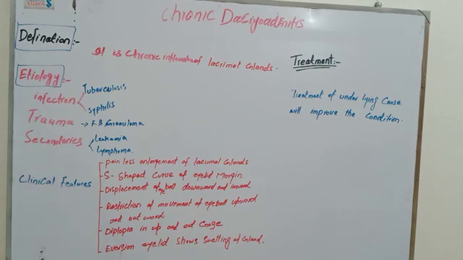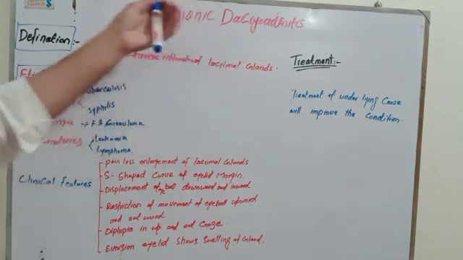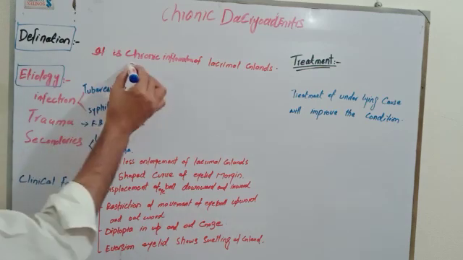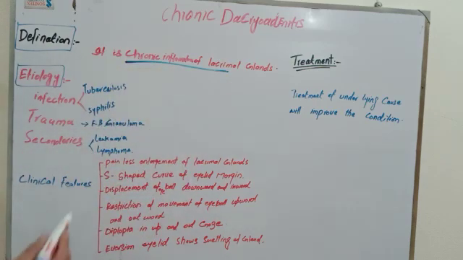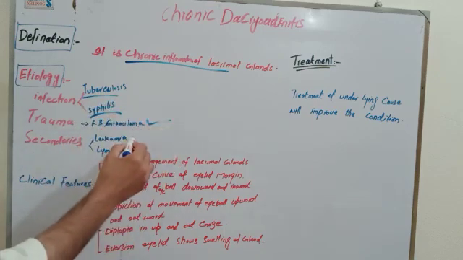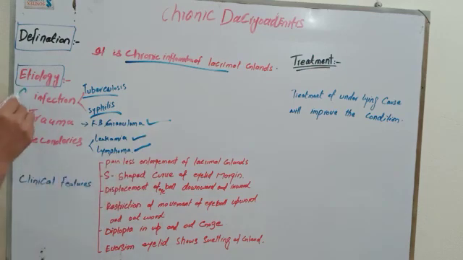The treatment of the underlying cause will improve the condition. Now, I will give you a review. First of all, what is the definition? It is chronic inflammation of the glands. What are the causes? Tuberculosis, syphilis, foreign body granuloma, leukemia, and lymphoma. You can say 3 types of etiologies: infection, trauma, and secondary disease.